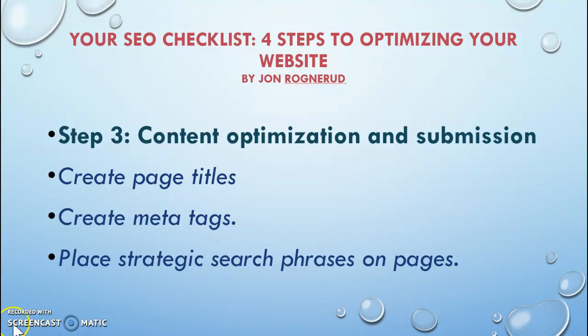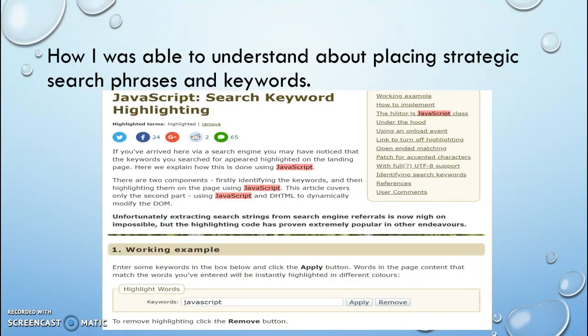And I was a little confused about that. I was like, huh? So I put that into the search engine in Google, and this is how I was able to understand about placing strategic search phrases and keywords. I went to a website called The Art of the Web, and in it has a working example to show you if you put a keyword in, it'll be highlighted in all the different pages. So depending on how many times it is in that page is where it will show up.